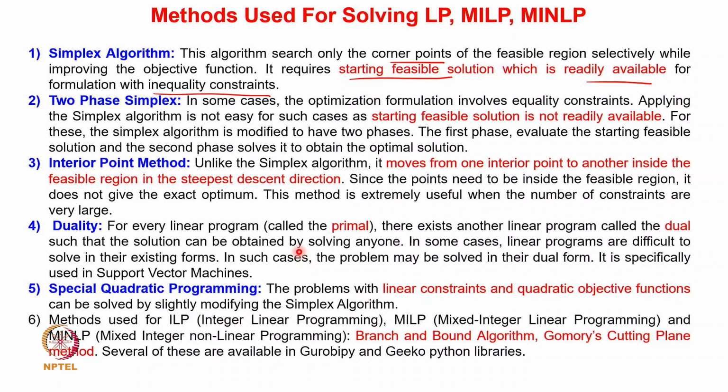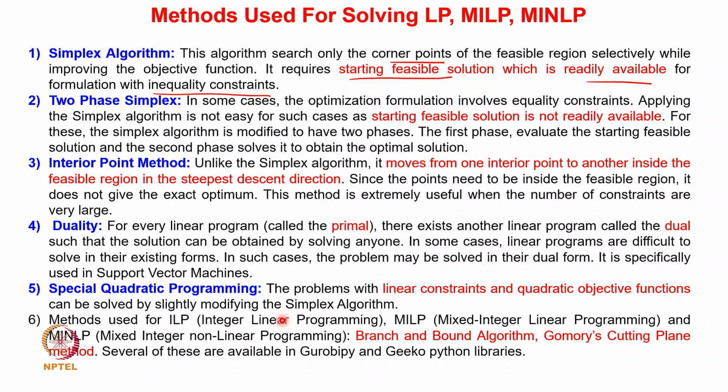And the last one is special quadratic programming. Very often our objective function is quadratic and the constraints are linear. In that case, even though the problem formulation is non-linear, the same simplex algorithm can be used for solving such quadratic programming problems by adding some additional constraints. So that is called special quadratic programming. This is the modified form of the simplex algorithm.